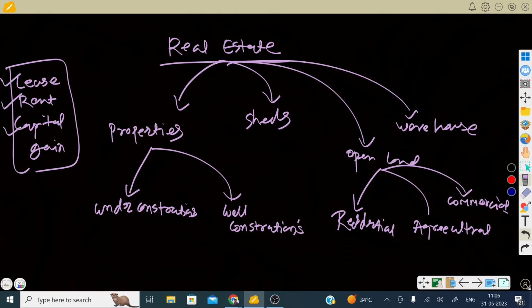And you need to apply the accounting treatment to the lease as well as rent. So how can you apply the accounting treatment? Lease and rent you can treat as income. And here you can then create receivables, income receivables, right?